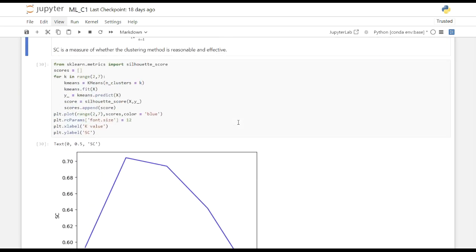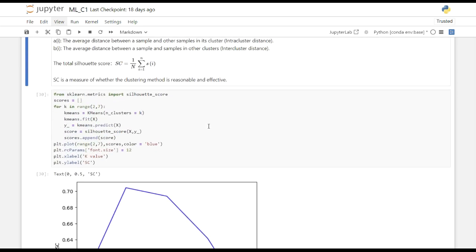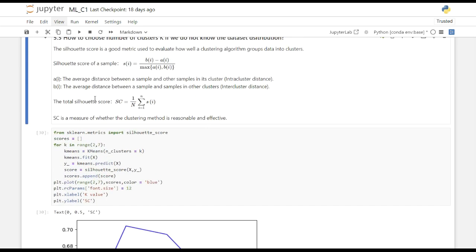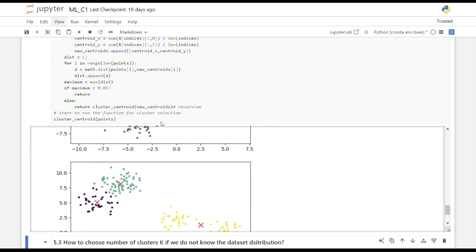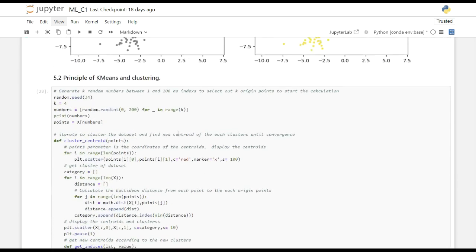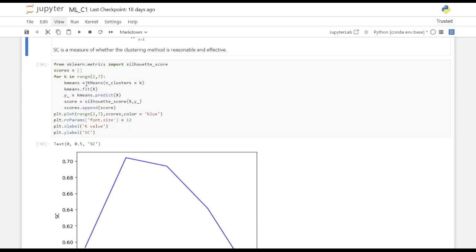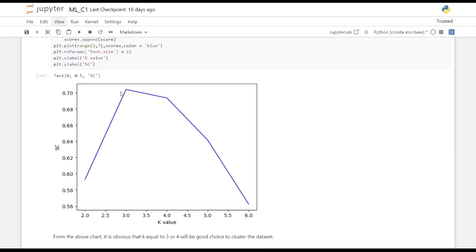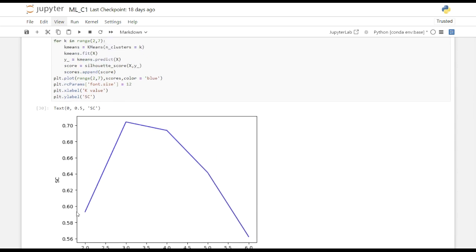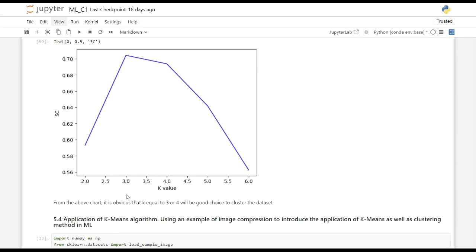So let's look at this example. I applied the silhouette score into this example. And I choose the k range from 2 to 6 in here. K value ranges from 2 to 6. And this is the silhouette score.